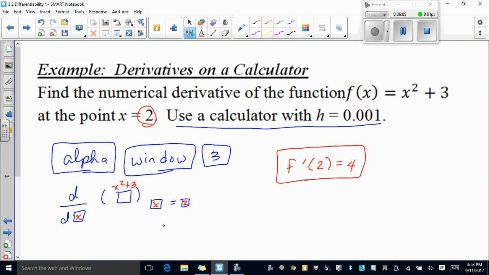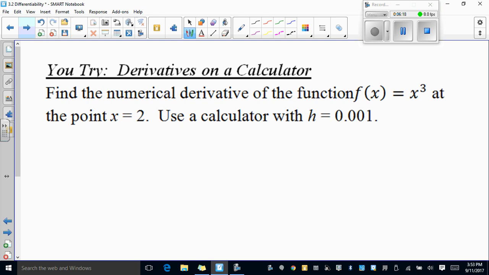So it's always going to be alpha window 3, and then this is what you're going to get, and you're just going to plug things in. So let's try another one. This time I want x cubed at 2. So it's going to be d dx, and then type in the function x cubed, where x equals 2. You're going to type that into the calculator, and you're going to get f prime at 2 is equal to 12.